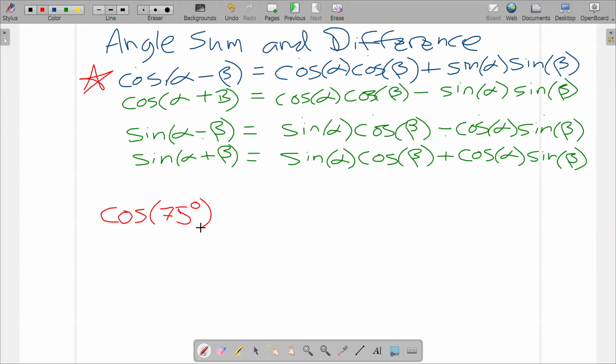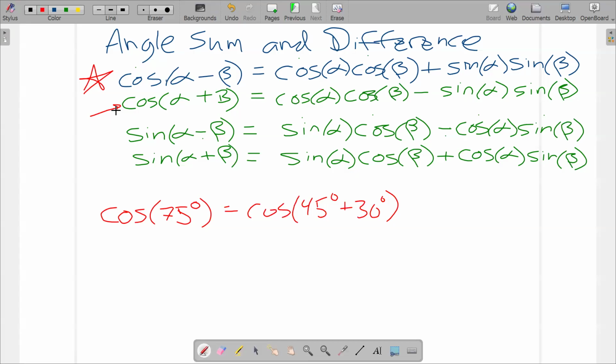Anyone see how 75 is related to some special angles we know? Which ones? 60. 60 and 15 is not special. 30 and 45. 45 and 30. Yeah, so I could say, well, that right there could be written as the cosine of 45 degrees and 30 degrees, which means I can use this formula up here to split it up. Oh, yeah, this makes sense. And I can come up with an exact answer for a lot of other angles based on the special angles. But it turns out the special angles are a little bit more powerful than we initially thought.